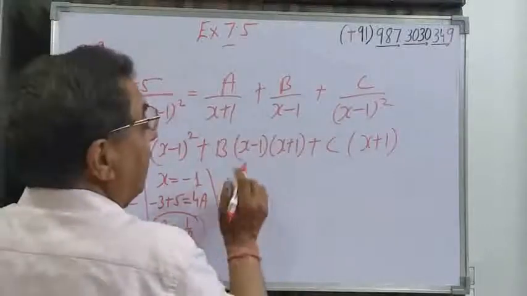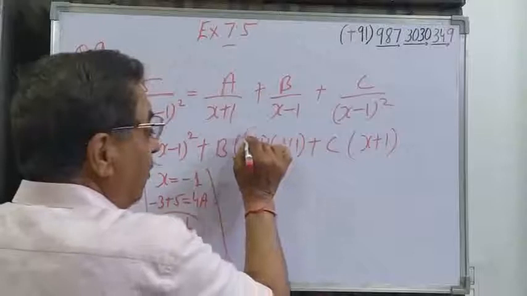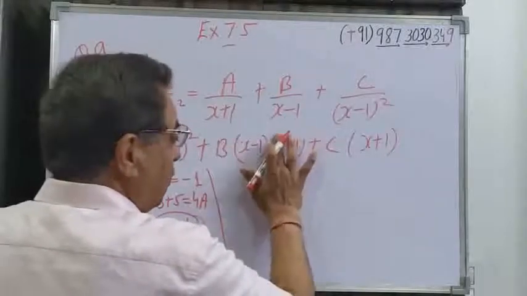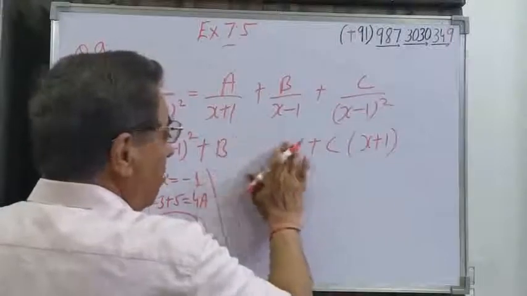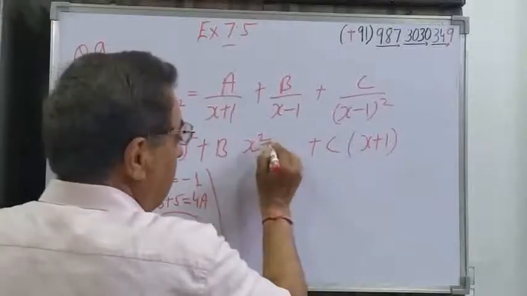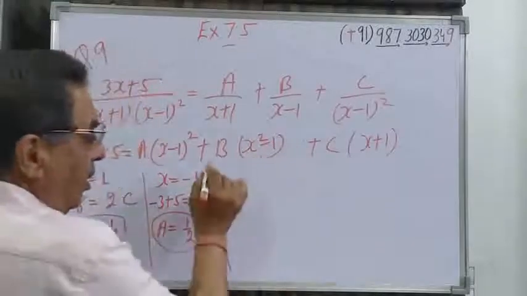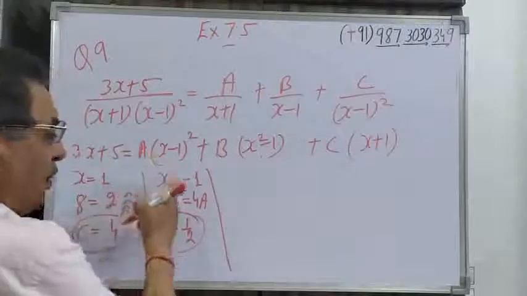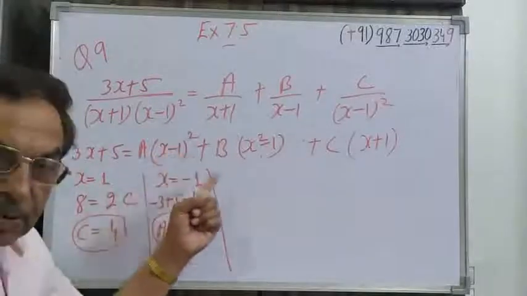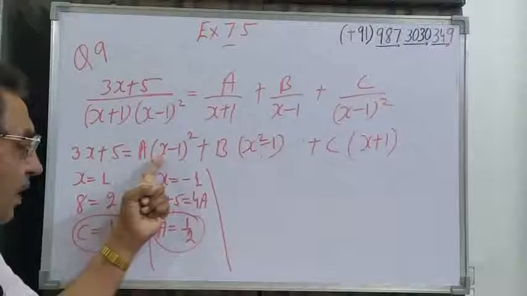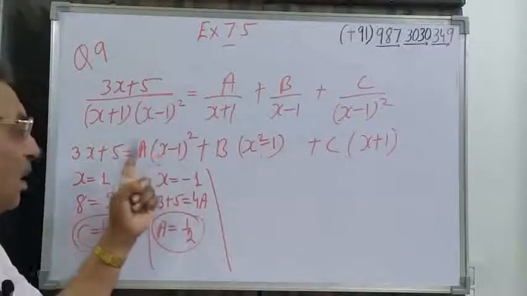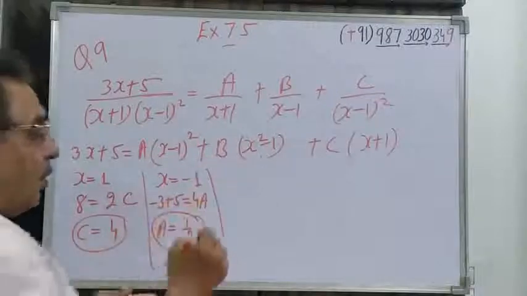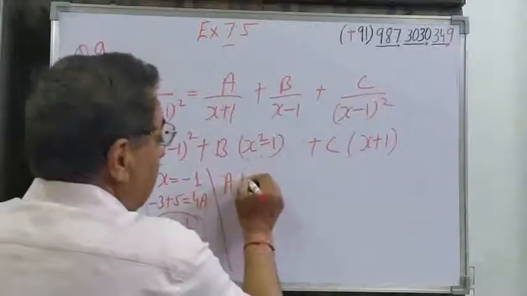So what I will get, one of the factors will be x square, because (x minus 1)(x plus 1) is nothing but x square minus 1. So when I clear the bracket, I get bx square. And when I expand it, a square plus b square minus 2ab. So one of the terms will be x square multiplied with this ax square. Here I get the bx square. So I get a plus b.